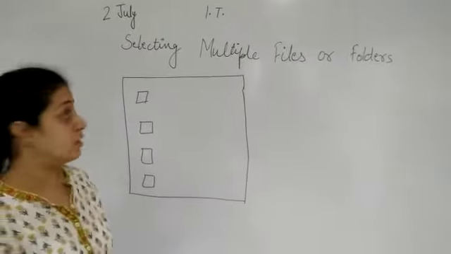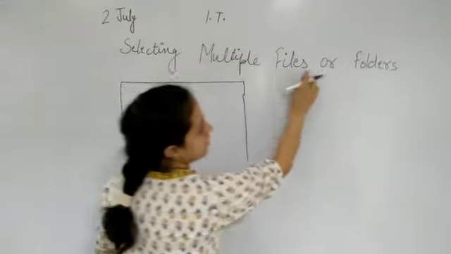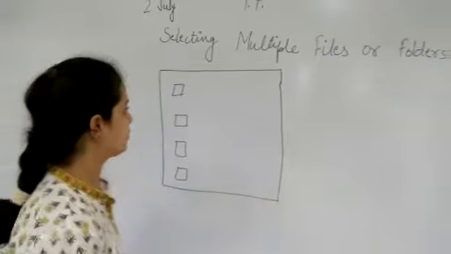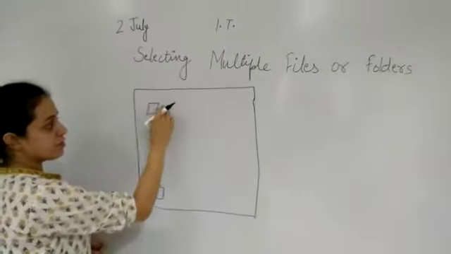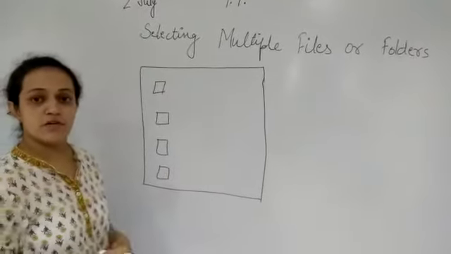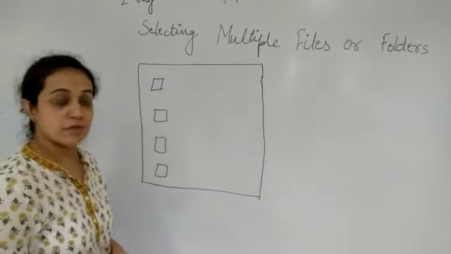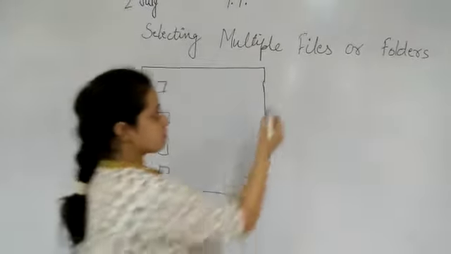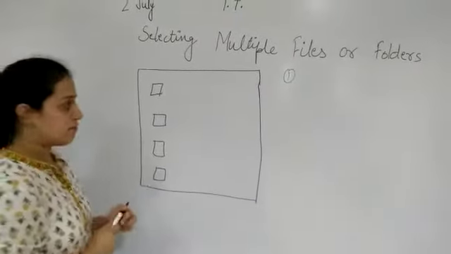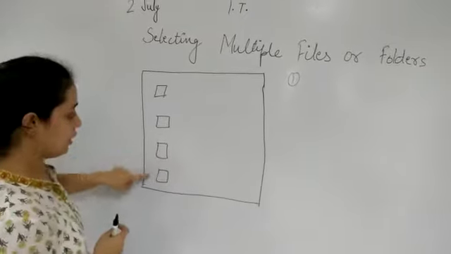So, today we will learn how to select multiple files or folders in our computer system. First, suppose this is your computer system and these are the four files or folders. Now, first I want to select all the files. First, second, third and fourth.